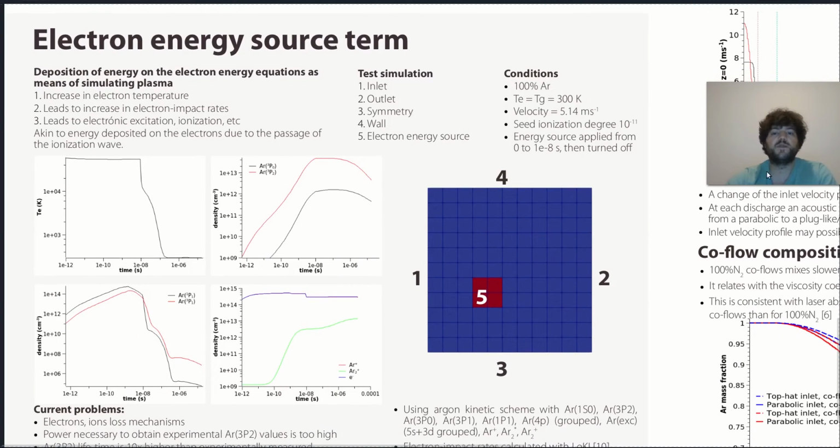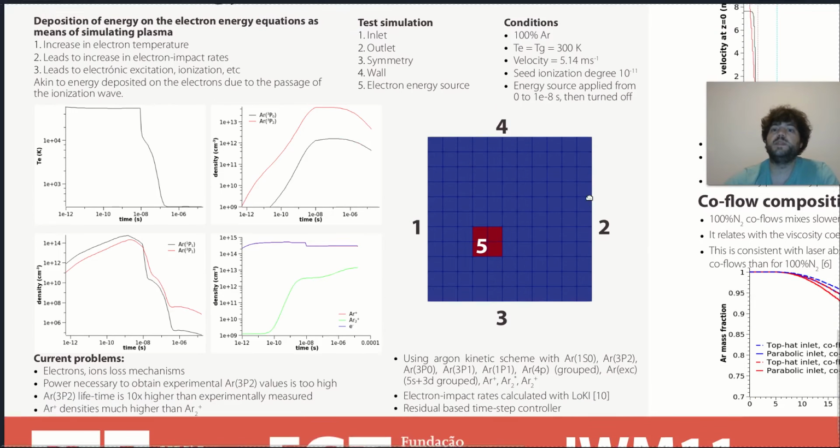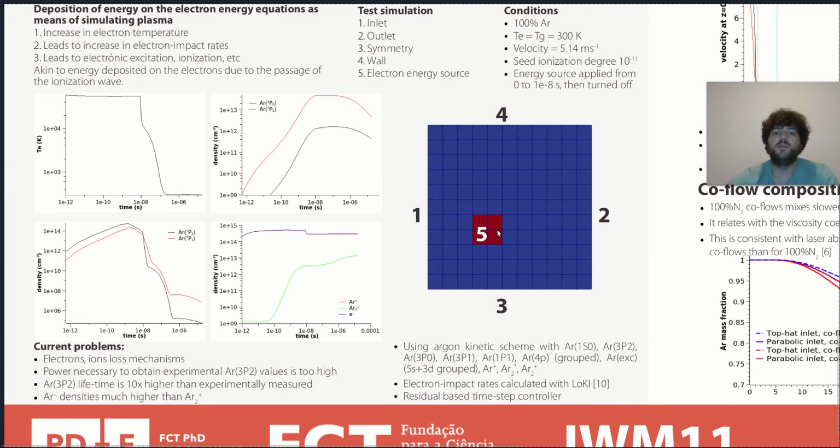Here we also have some tests that we did with electron energy source terms, and this is how we are going to include the plasma in our jet simulations. This is just a simple test case. We are placing some power density here. We are increasing the electron temperature a lot, which then excites metastable states that then decay.